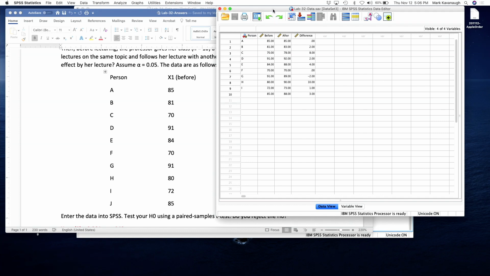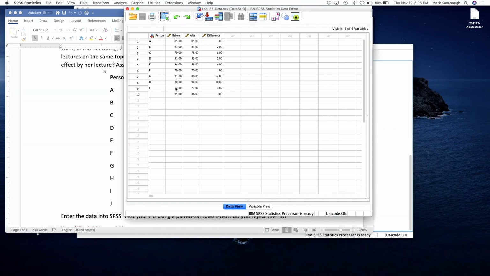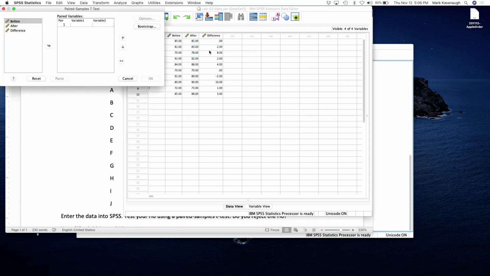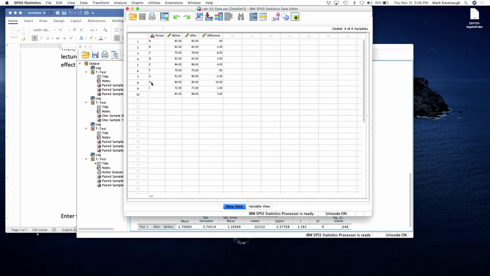Here is the SPSS. There's the before scores. There's the after scores. And then I want to compute. I go to Analyze, Compare Means, Paired Samples t-test. I'm going to do the after. Remember, we want to put those backwards. The after goes into variable 1. Before goes into variable 2. And then I press OK.